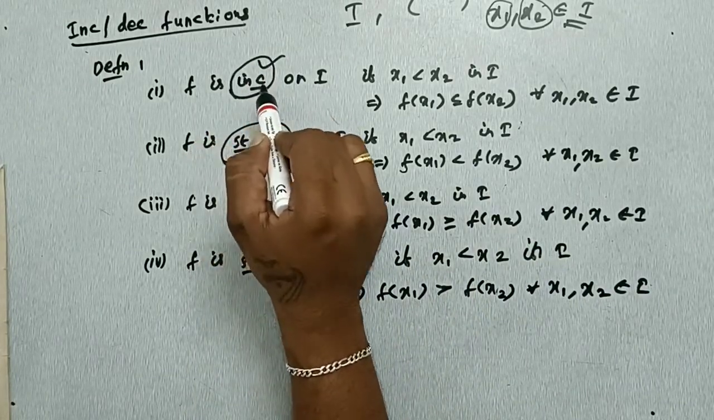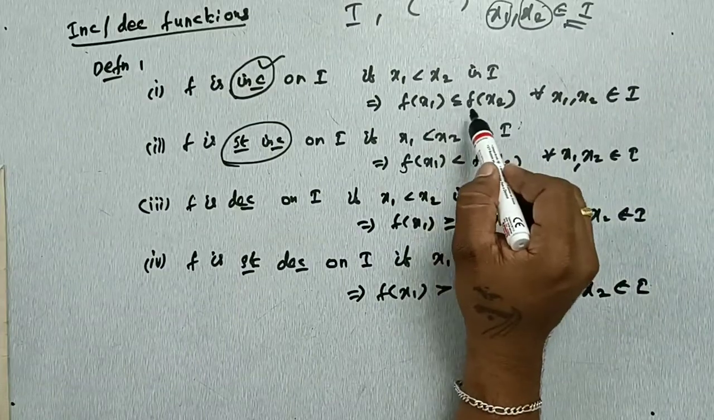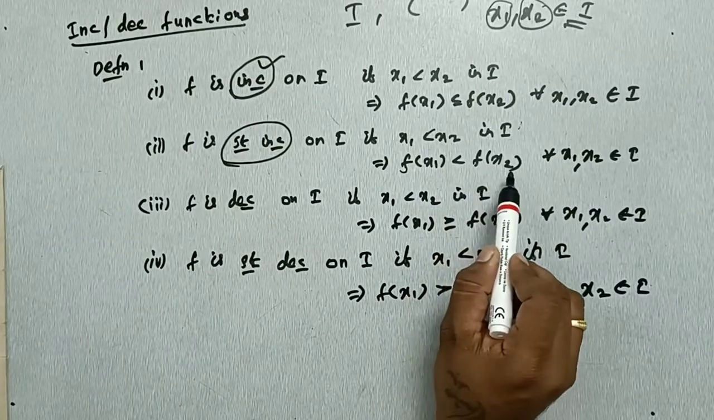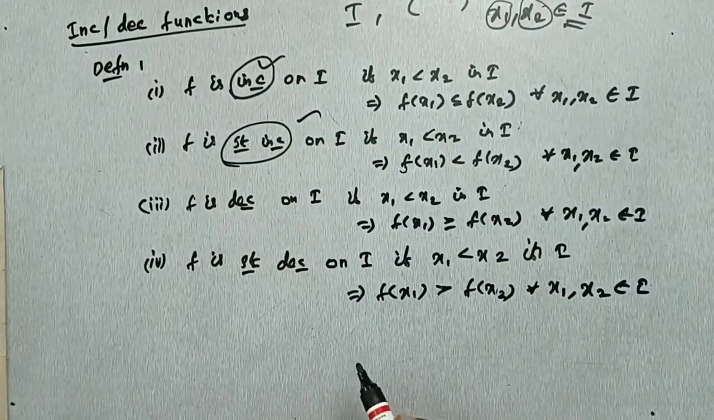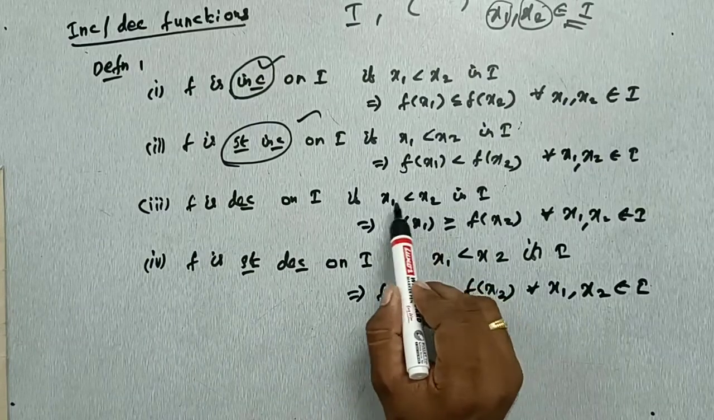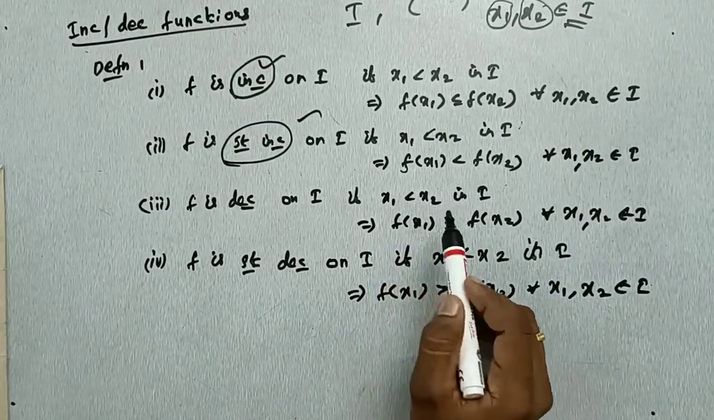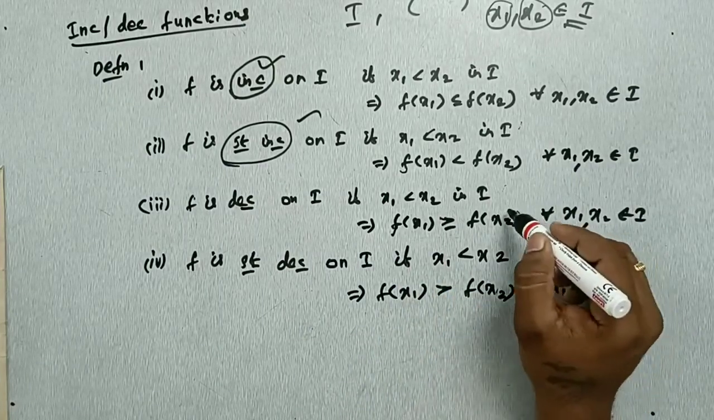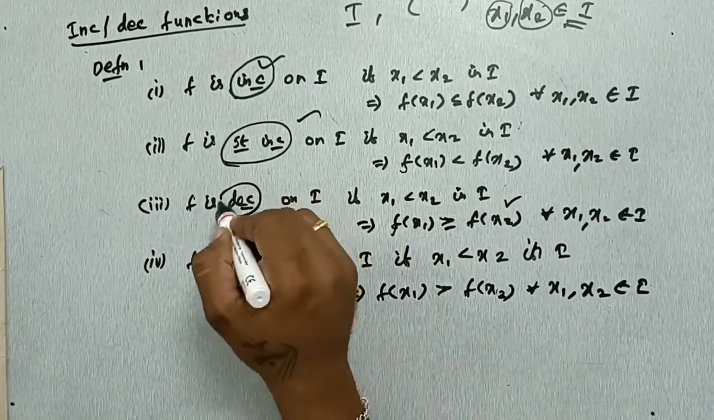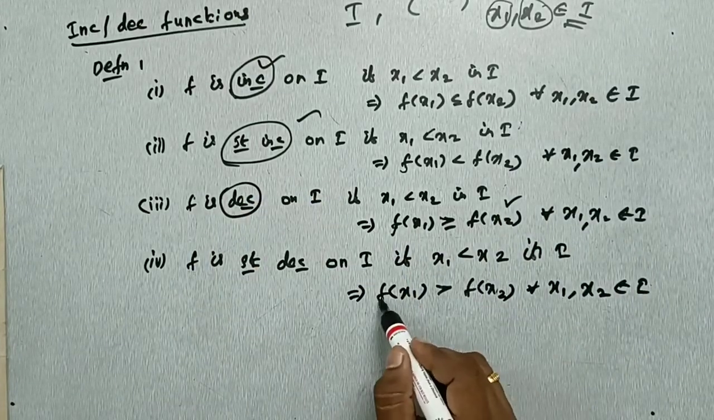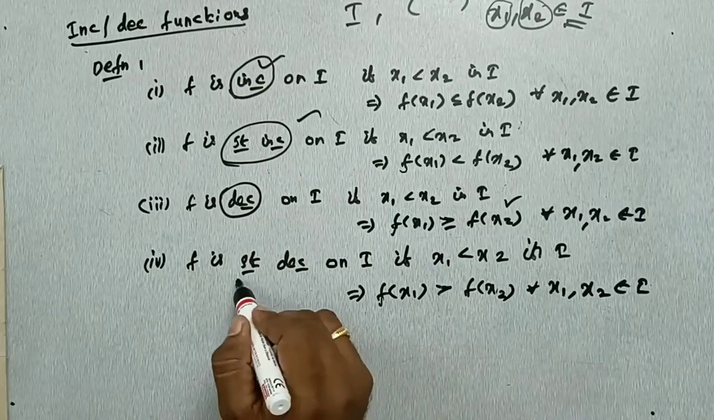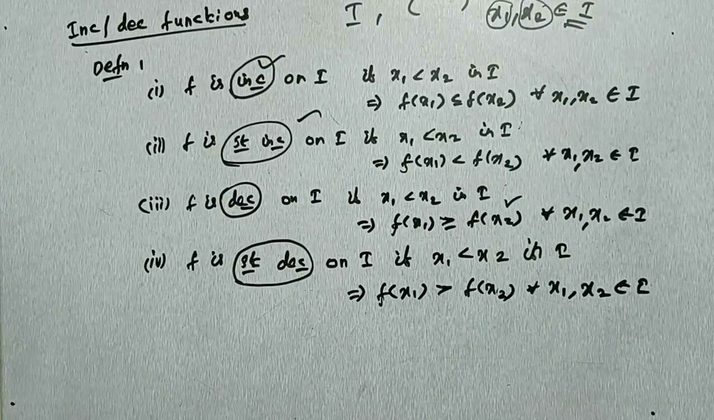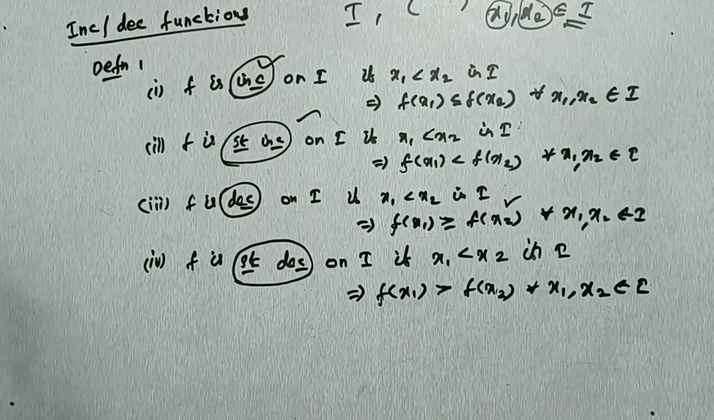So the difference between increasing and strictly increasing is: f of x1 less than or equal to f of x2 means increasing function; f of x1 less than f of x2 means strictly increasing function. Similarly, for a decreasing function we take x1 less than x2, but if f of x1 is greater than or equal to f of x2, then f is a decreasing function. Suppose f of x1 is greater than f of x2, then it is a strictly decreasing function. Clear? This is the definition of increasing, strictly increasing, decreasing and strictly decreasing function.